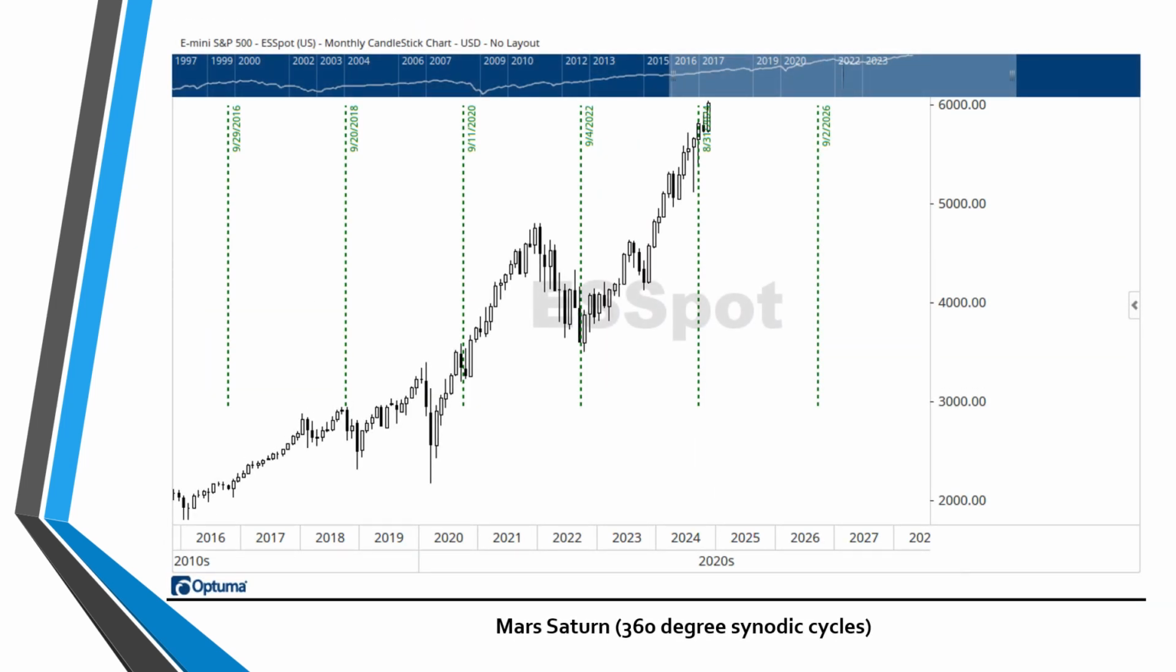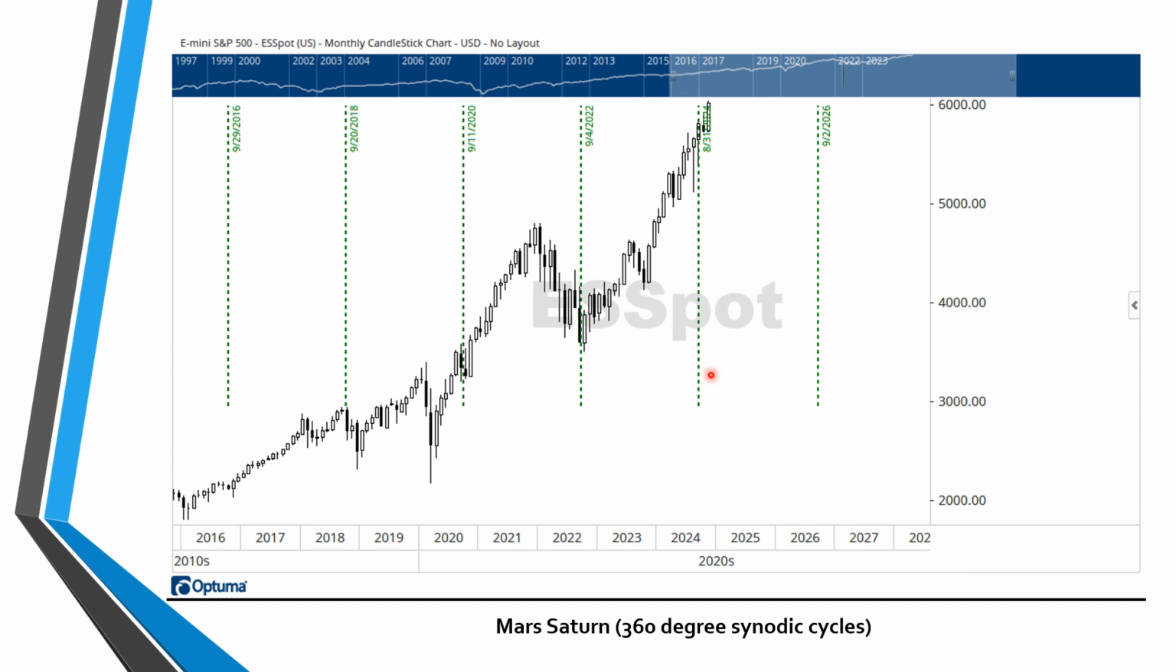Now, continuing on with our Mars-Saturn synodic cycle, we see that in 2018, there was a bit of a drawdown over some concerns about the overnight repo rate at the Federal Reserve. Well, guess where that came? Right at one of these Mars-Saturn synodic cycles. The 2022 lows at the end of the Shemitah year in the fall of 2022, look where that came. Right at one of these Mars-Saturn synodic cycles.